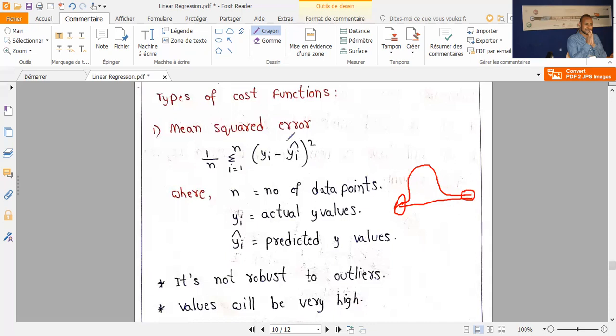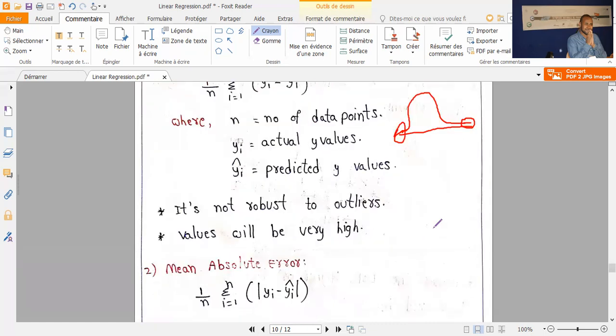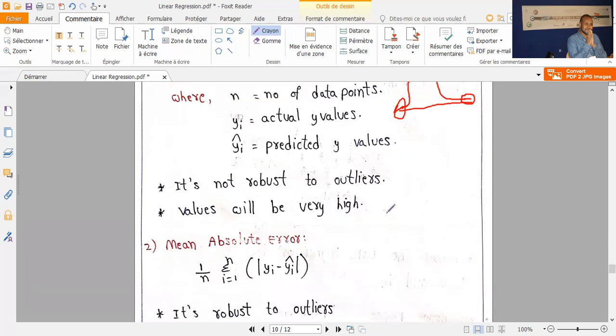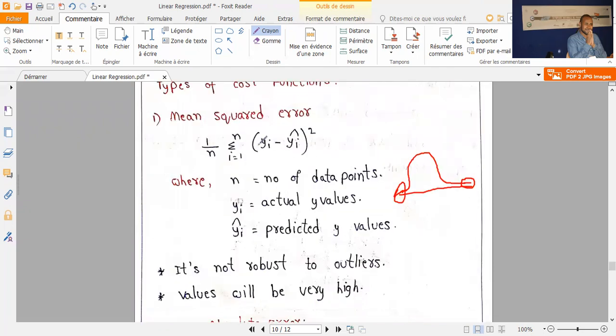And this cost function equation does not work well with outliers. If we have a lot of outliers, we have noise in our data. It is very hard to find the best values. It's not robust to outliers, which means it is impacted by outliers. The outliers here and here will have an impact, and the value will be very high. Imagine if we have some big outliers, and the difference is squared, that means we're going to face high values.